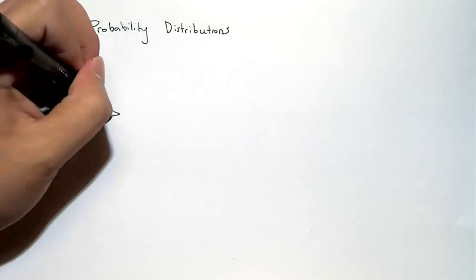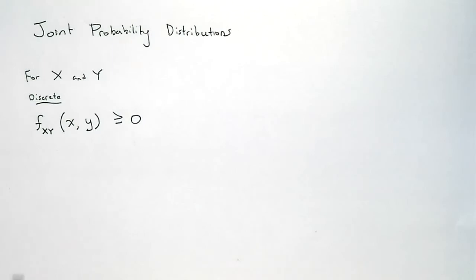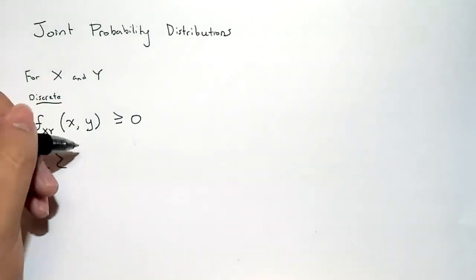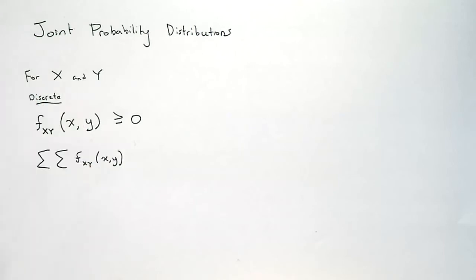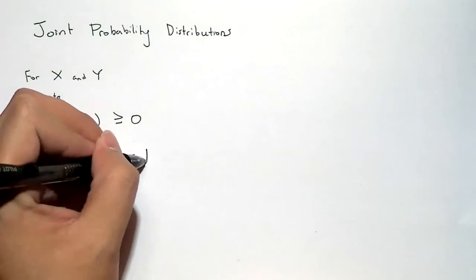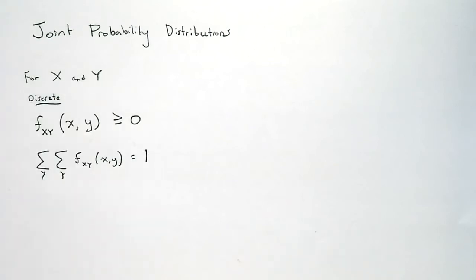What do we know about this? Well, for starters, it needs to be greater than or equal to 0, right? And obviously it cannot be more than 1 either. So there's no such thing as negative probability. We know that if we were to add up all of my values in my joint probability distribution, through all my possible y values and my possible x values, that should give me 1, just like with a one variable distribution.